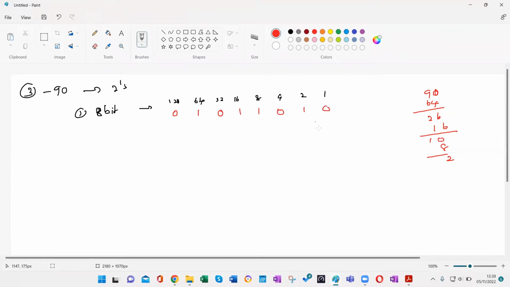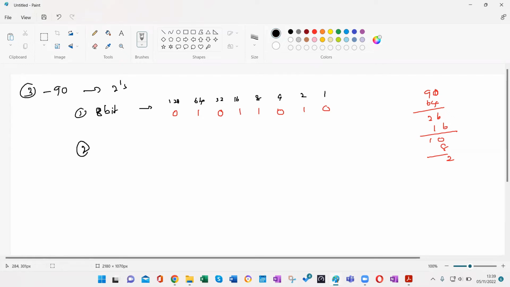And there's no 1. Okay, now let's check whether this number is correct. Just add them up. 64 plus 16 is 80, right? And then plus 8 is 88. 88 plus 2 is 90. So the number is correct. Likewise, in the exam also you double check, right?